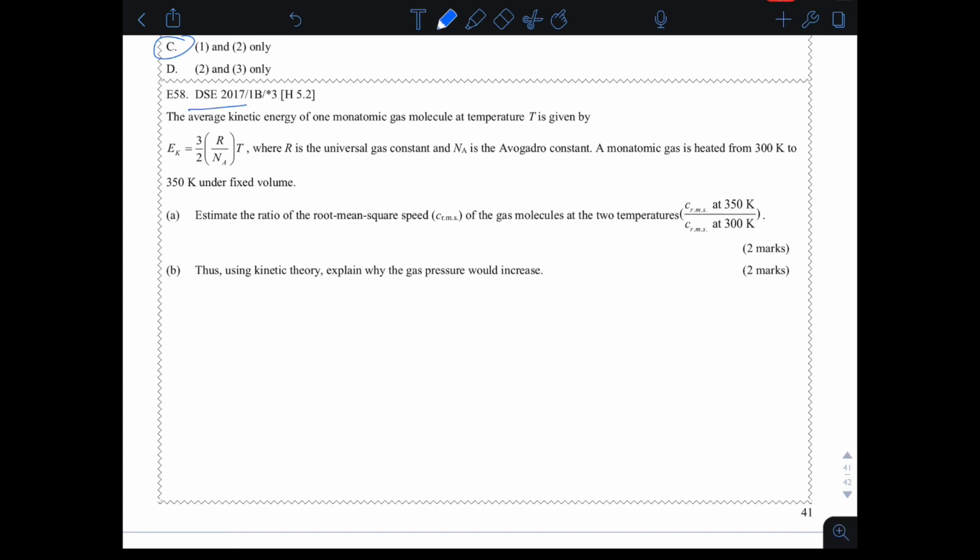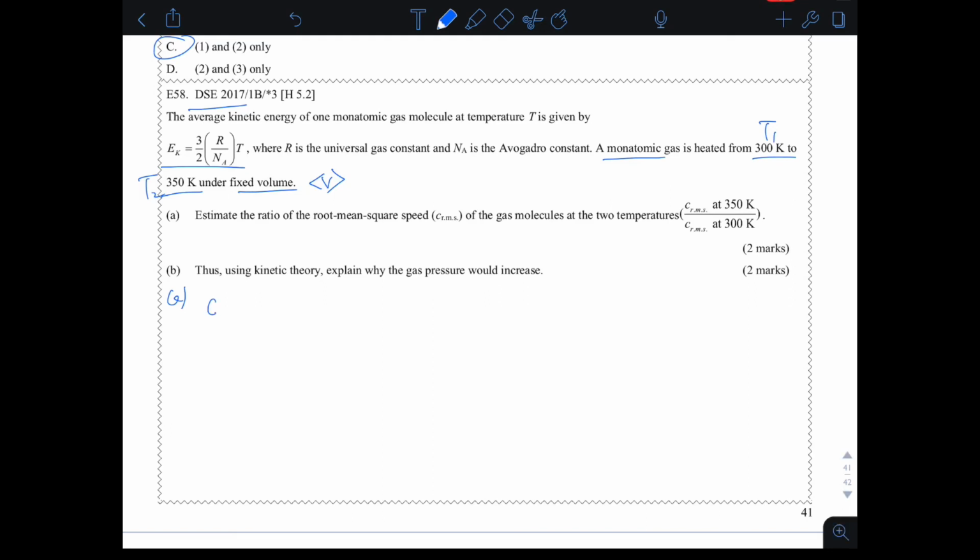Finally, the very last question. This is the latest DSE 2017 question. It is given that the average kinetic energy is this equation, which is also in the formula sheet, and now we have a monoatomic gas. That means one kind of gas only, not a mixture. One kind of gas only is heated from temperature T1 to T2 under fixed volume. Firstly, you estimate the ratio of the root mean square speed. That means C here at 2 temperatures, and in fact we have done that before.